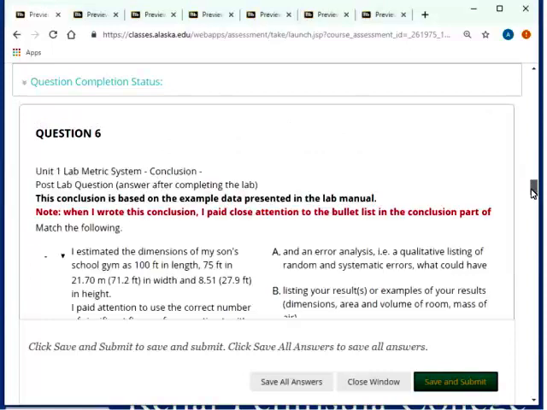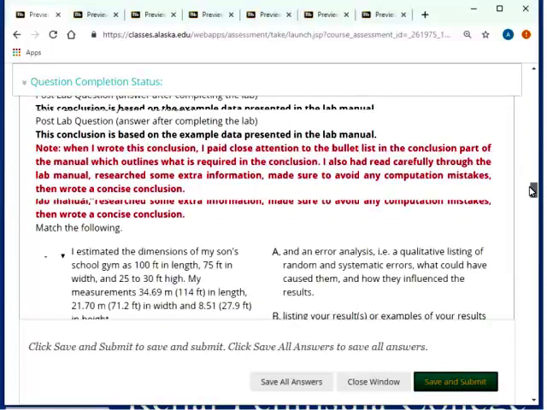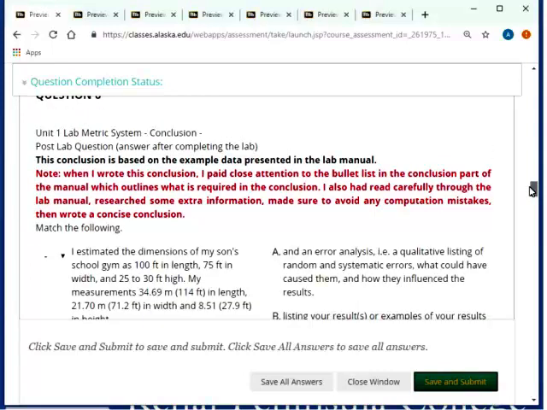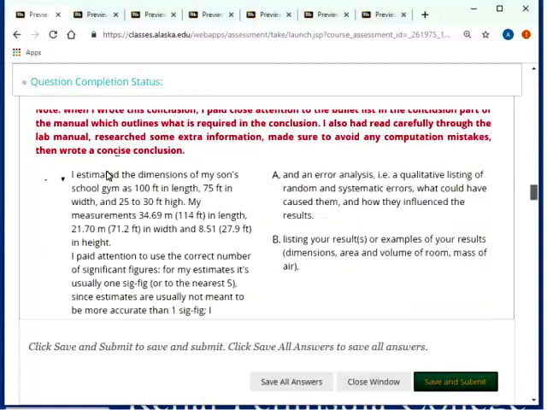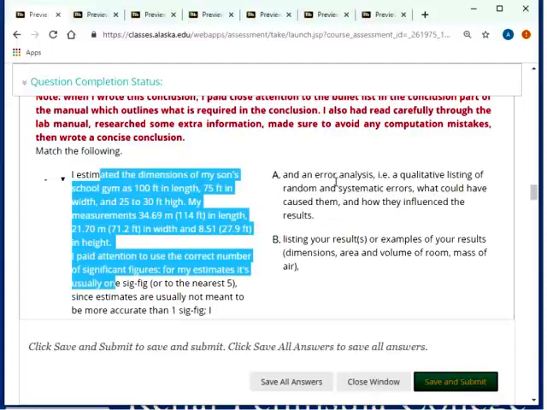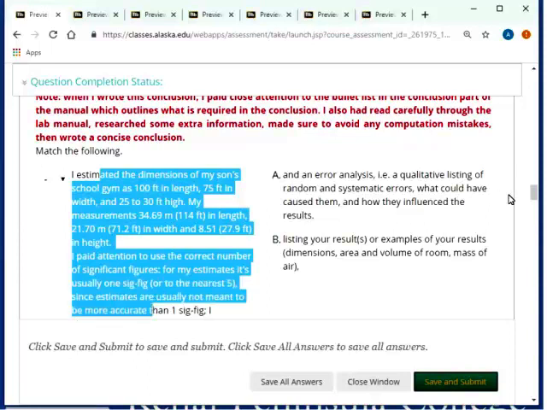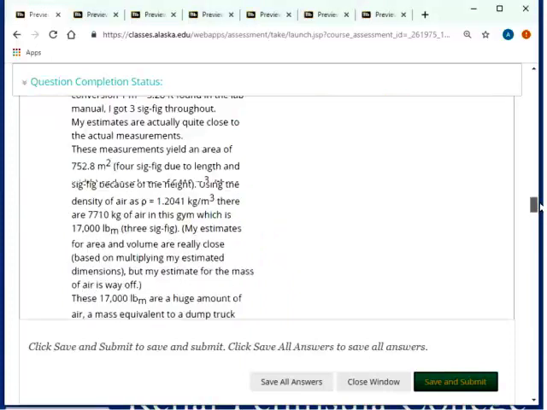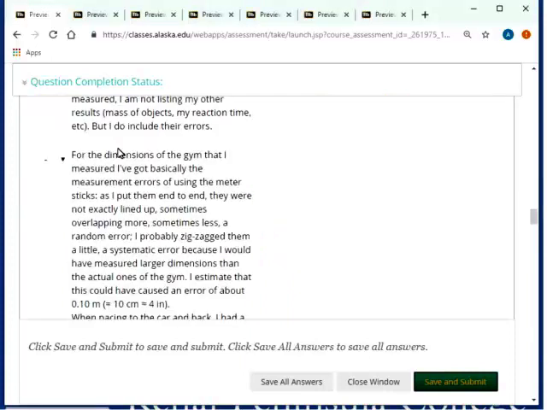All right, in the conclusion, usually the conclusion has 5 parts. You will see that in the post lab. This particular one really only has 2. This one is already in the correct order on the left-hand side, and you have to match it up with what you have on the right-hand side. So the first one is list your results or examples of your results. You don't have to list all of them. I actually did a little bit of an overkill here. And then you have an error analysis, this one here.